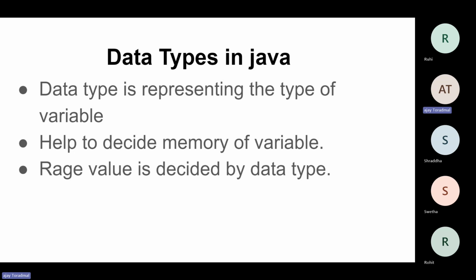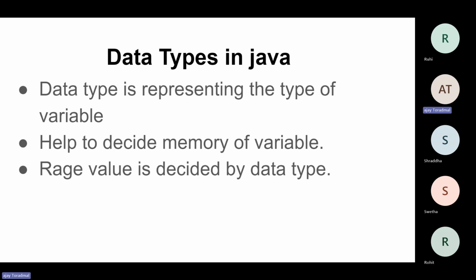Now, why is it necessary? What are the advantages or benefits you get, or that Java gets, by giving the type? The first benefit is that it helps to decide the memory.